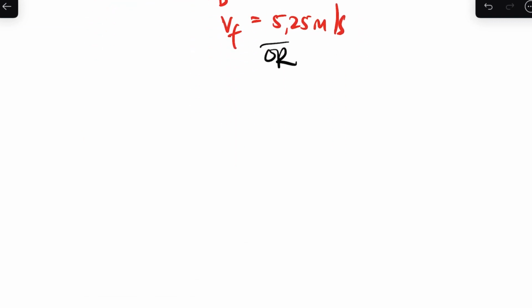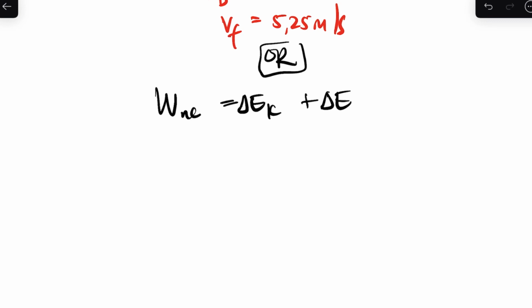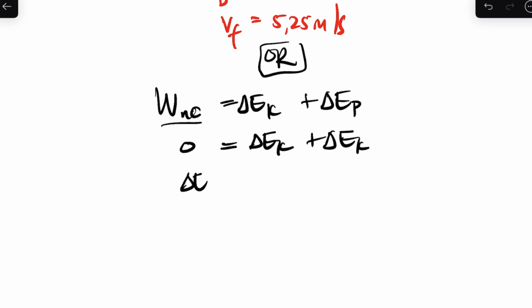Let's use another way: the work done by non-conservative force equals the change in EK plus the change in EP. Guys, since there's no non-conservative force, I said the work done by non-conservative force is zero. There's no friction, no applied force, no tension. So we put zero there. So eventually, when the work done by non-conservative force is zero, this equation becomes the same as the conservation of mechanical energy. So it's going to be like this.